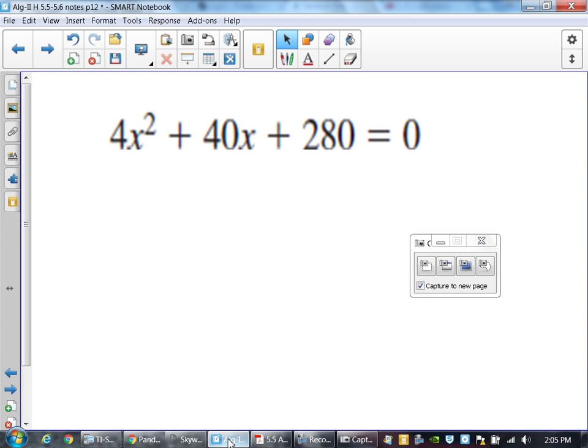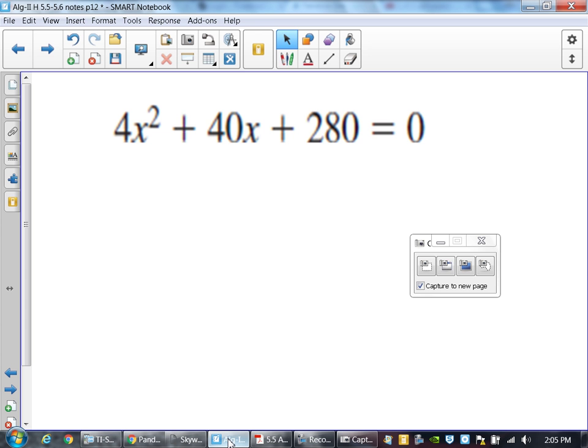I'm going to talk about leading term not 1. We're going to revisit the factoring idea, as well as talk a little bit about the quadratic formula. So when you have a leading term coefficient that's not equal to 1, and you want to complete the square, all you have to do is divide everything by A, whatever A is.